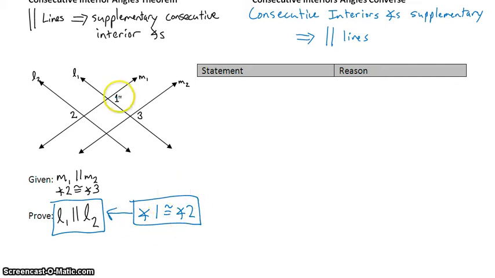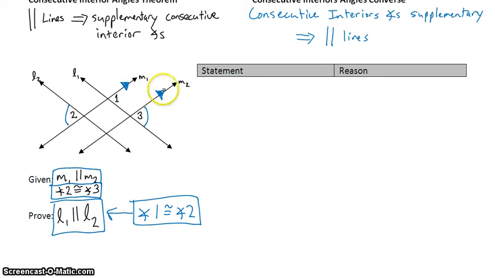Well, just because angle 1 and angle 2 are alternate exterior angles, that does not guarantee that they're congruent. I need to somehow get these angles congruent to each other for some other reason. Well, if I look at this second given, I already know something about angle 2. It's congruent to angle 3. So let's look at my first given. M1 is parallel to M2. I know that that is true.